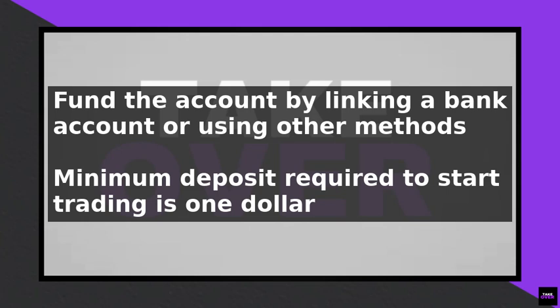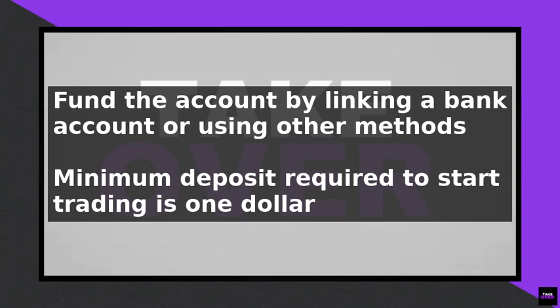Once your account is funded, you can start searching for the stocks you want to buy. You can do this by typing the name of the company or the stock ticker symbol in the search bar. For example, if you want to buy Apple stocks, you can type Apple or AAPL in the search bar.